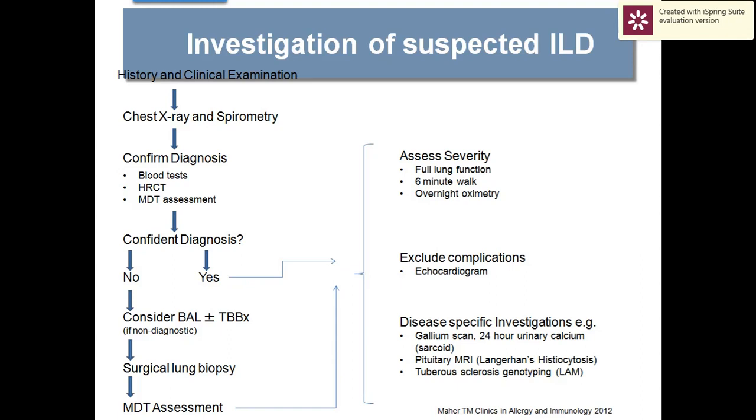Investigation of suspected interstitial lung disease: history and clinical examination, chest X-ray, spirometry, lung function. طبعا spirometry في المحاضرة السابقة حيكون في الناس اللي هدول restrictive lung disease واللنج volume والlimitation of diffusion capacity وdecrease in the lung volume. Blood test نعمل لهم الautoimmune workup.